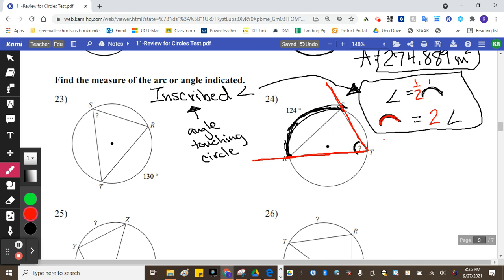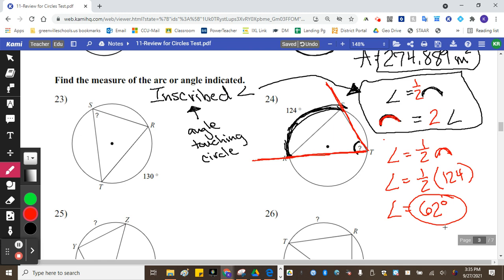So we are given the arc. To find my angle, angle equals 1/2 my arc. The arc is 124. So what's half of 124? It's 62 degrees. So if you're given the arc, take half of it to find your angle. If you're given the angle, double it to find the arc.